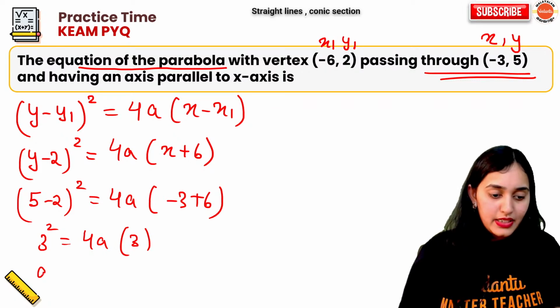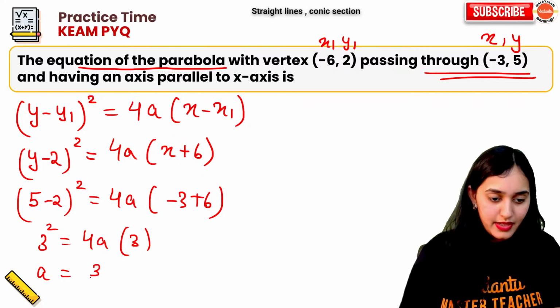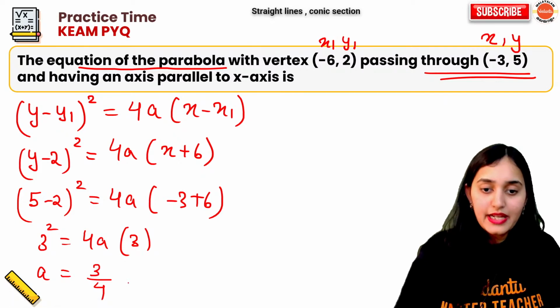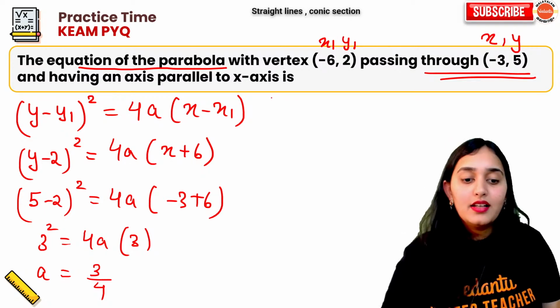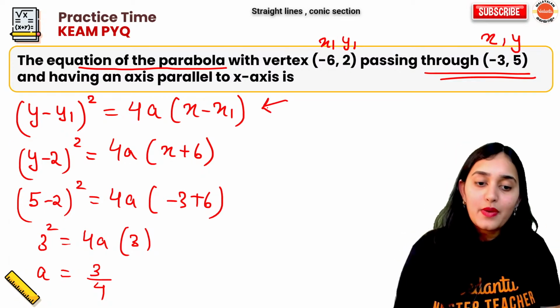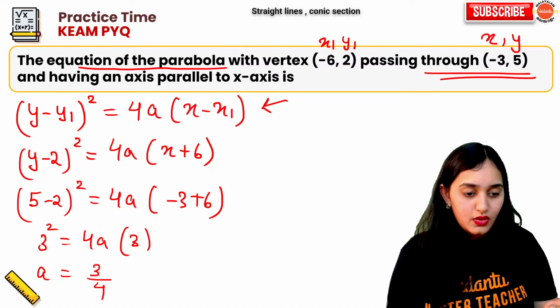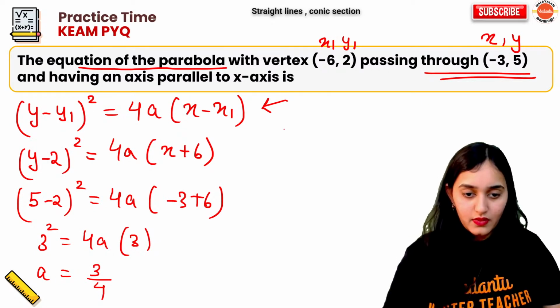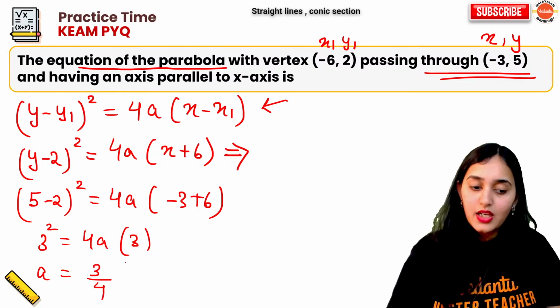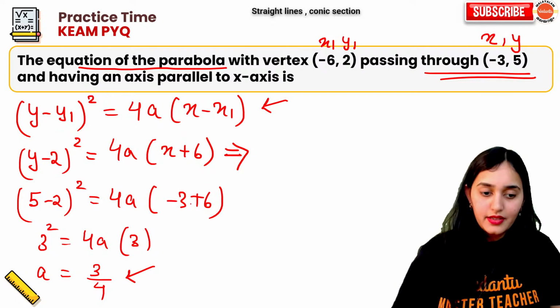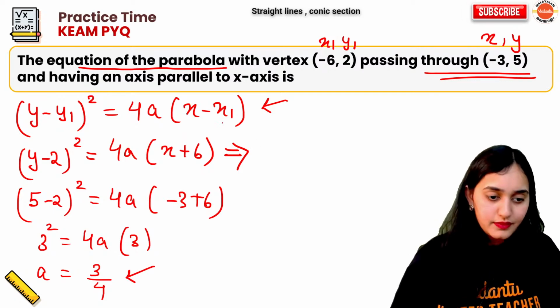So a will be 3 by 4, right? So we have the value of a. Now put it here. You have the equation of the parabola. So should I show it to you guys, or you can do it? So this will become what? We got the value of a from here. Now we'll just put it in the equation.